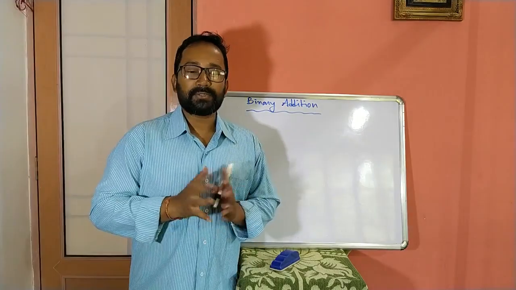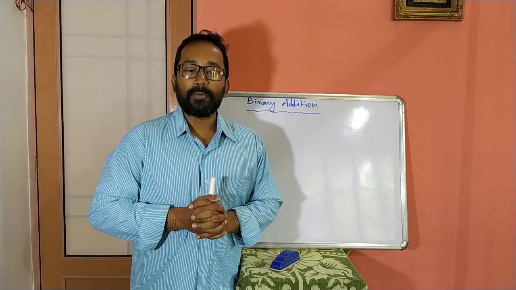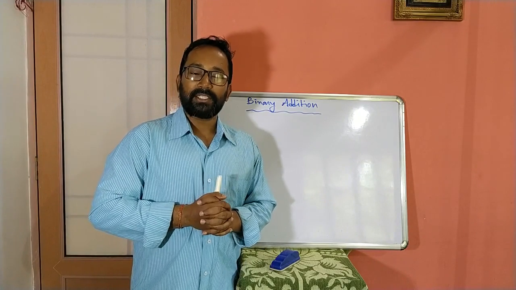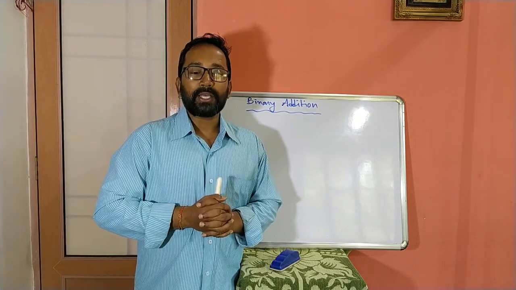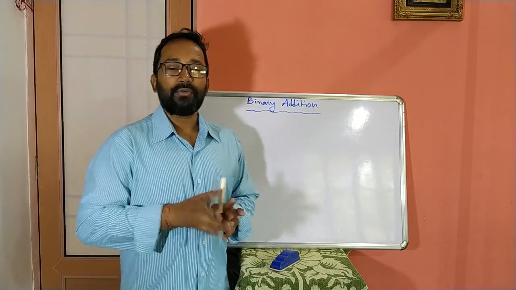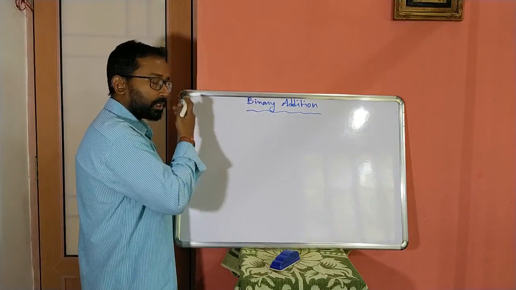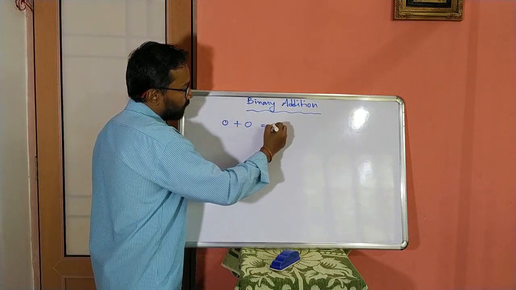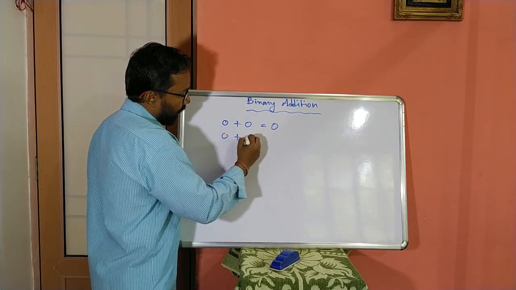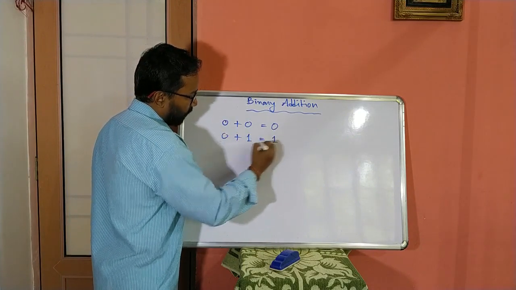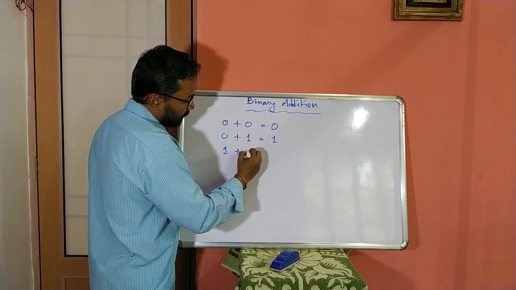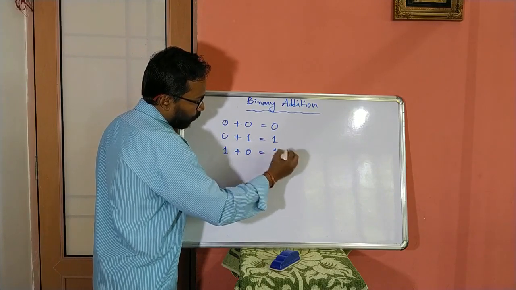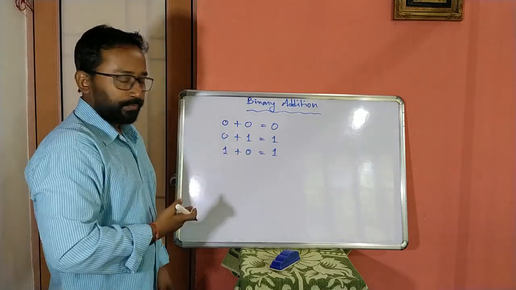Binary addition. This is very easy and simple. This is performed in the same way as we perform addition with decimal number. So first we have to understand the addition of two binary digits. So we have to follow certain rules. So 0 plus 0 is 0. 0 plus 1 is 1. 1 plus 0 is 1. So in decimal also same.